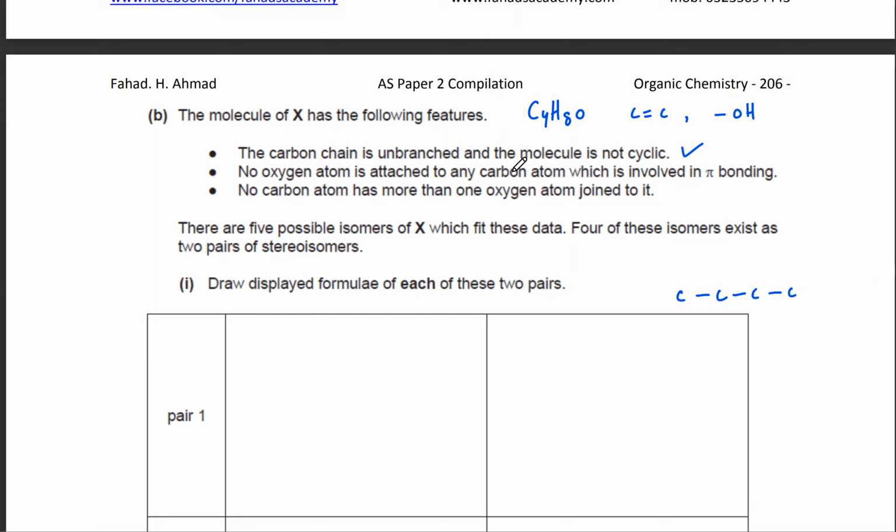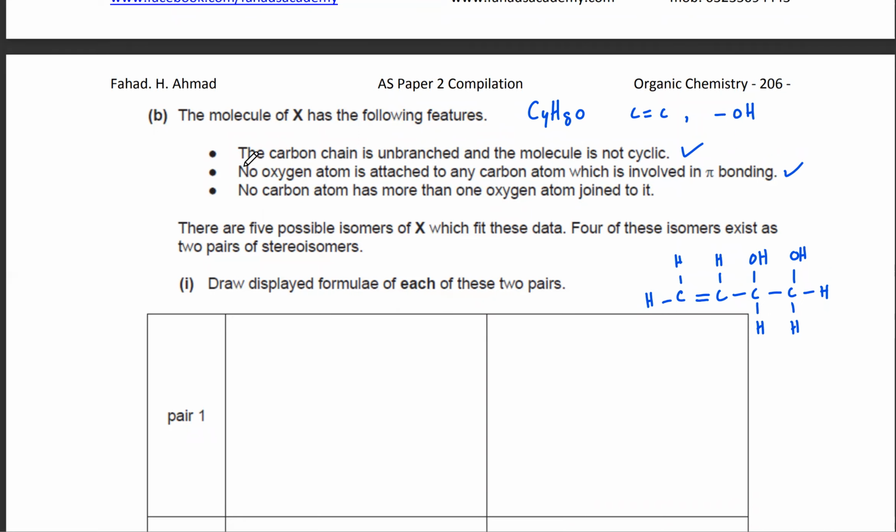No oxygen atom is attached to any carbon which is involved in pi bonding. Pi bonding is when double bonds are formed. So let's say I put a double bond here. He's saying that no oxygen must be next to it. So the OH groups must be in some other place. So here's one version of the molecule. Is this C4H8O2? Is this H8? 1, 2, 3, 4, 5, 6, 7, and 8. So the molecular formula is fine.